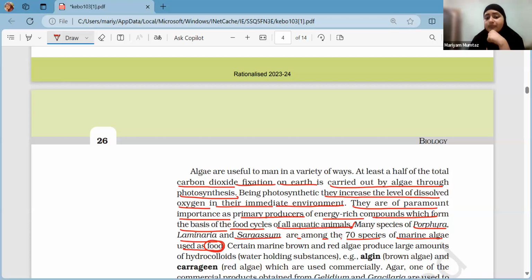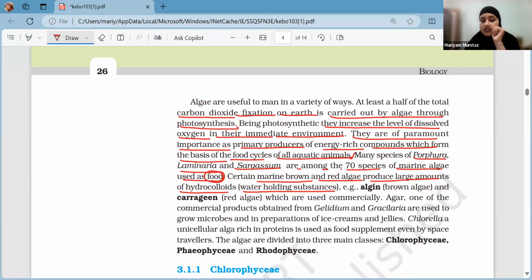Now, certain marine brown and red algae produce large amounts of hydrocolloids, which are water holding substances. Meaning these are the substances that can keep moisture in place because they hold water. So if we want to provide moisture for a long period of time anywhere, we'll use them. What are those substances? Algin, which is produced by brown algae, and carrageenan, which is produced by red algae.